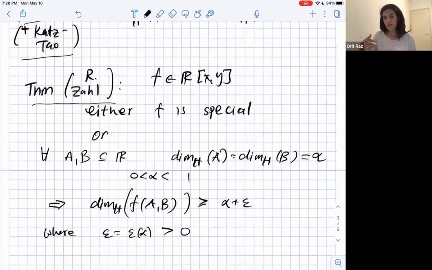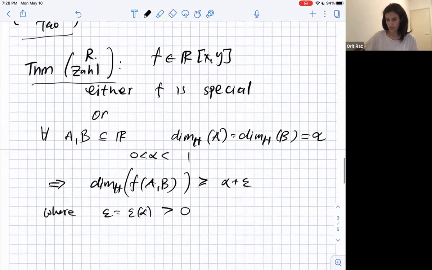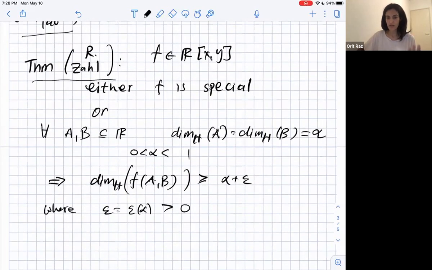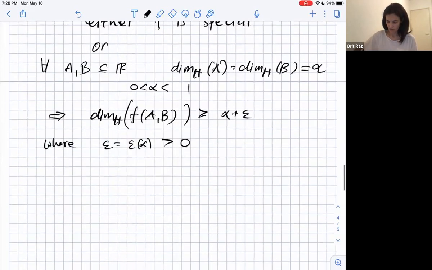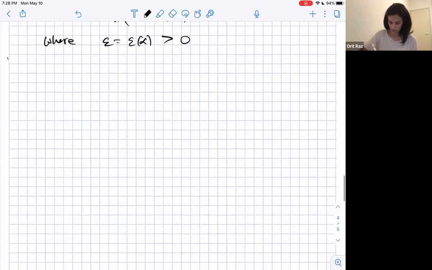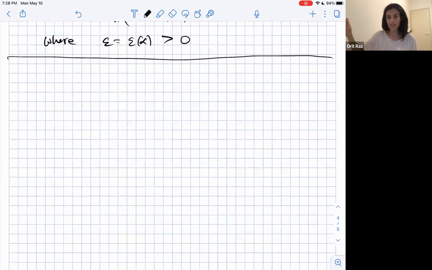And to prove it, as I said, we formulated some discretized versions similar to the ones formulated by Katz and Tao and proved it. So let me now just explain what I mean by a discretized version. By a discretized version, I mean using delta covering. So, the discretized setting.